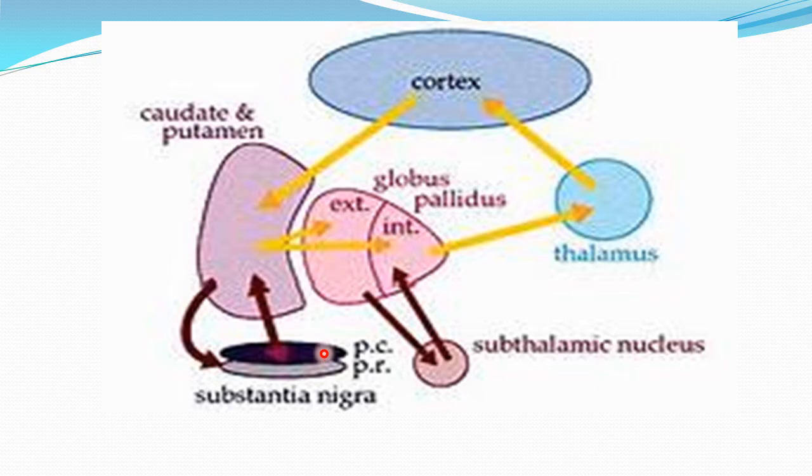From the substantia nigra compacta, fiber passes to the putamen, both to the direct pathway and to the indirect pathway. Substantia nigra compacta has a neurotransmitter known as dopamine. Here are two types of receptors. In the direct pathway there are D1 receptors, where dopamine acts as excitatory. In the indirect pathway, dopamine is inhibitory. Here are D2 receptors.